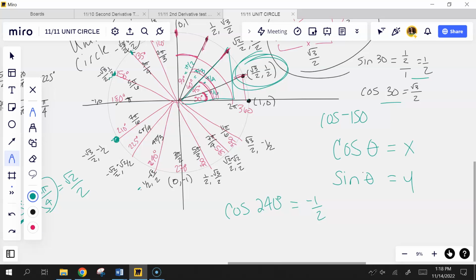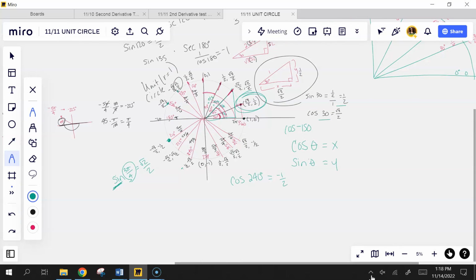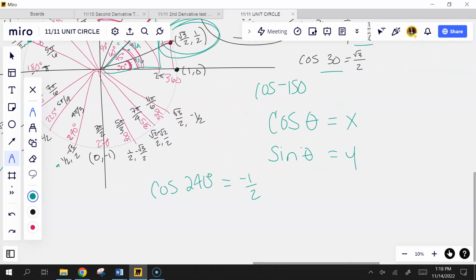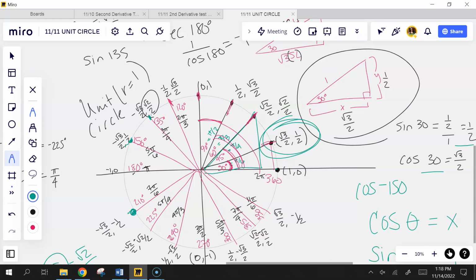Y'all ready for tangent? We're going to fill in the tangent values around the circle, and then we'll be done. Tangent: I would show y'all with the triangle and why this works, with opposite over adjacent and everything else, but I'm just going to tell you what it is at this point. It's y divided by x. We're gonna go through and write it on our circle right now, because again, if you find the first quadrant, everything else follows.